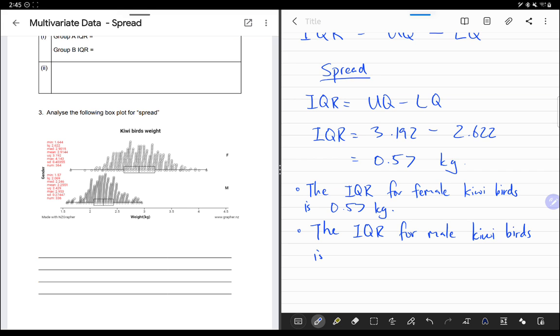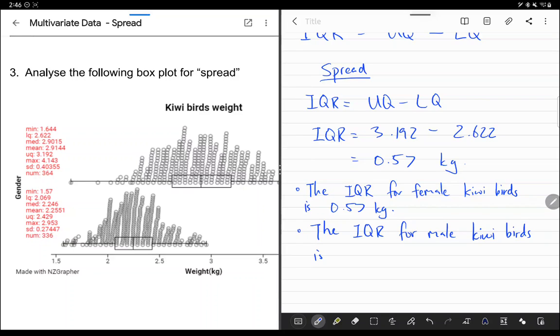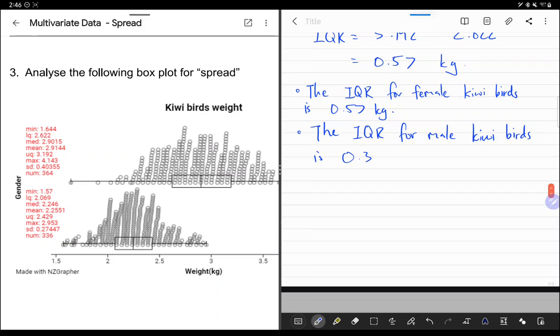Now I can see it as being 2.429, right? So make sure you're seeing the same number there on the left hand over there as well. And the lower quartile is 2.069. So we say the IQR for male kiwi birds is 0.36 kilograms. All right, so we got those two sentences in. One about that first group, another one about that second group. It's pretty much the same sentence, but we just get different numbers.